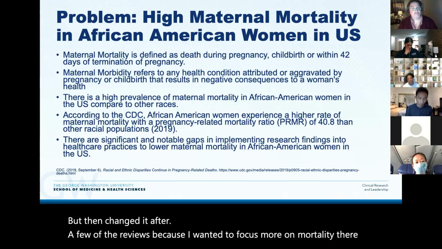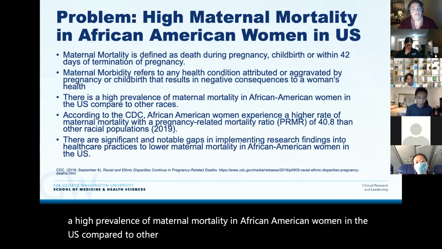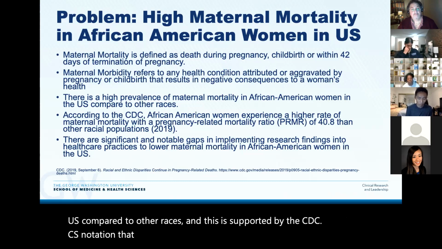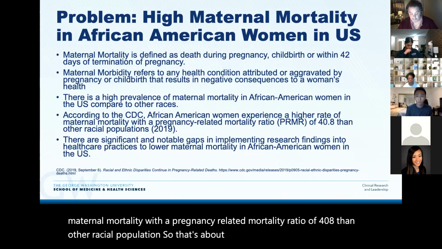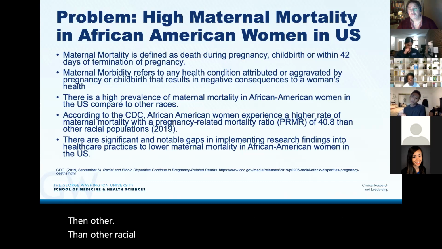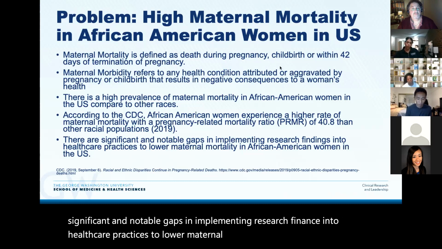There is a high prevalence of maternal mortality in African-American women in the US compared to other races. This is supported by the CDC's notation that African-American women experience a higher rate of maternal mortality, with a pregnancy-related mortality ratio of 40.8, about 4 times that of other racial populations. Because of this, I wanted to examine the significant and notable gaps in implementing research findings into healthcare practices to lower maternal mortality in this specific group.